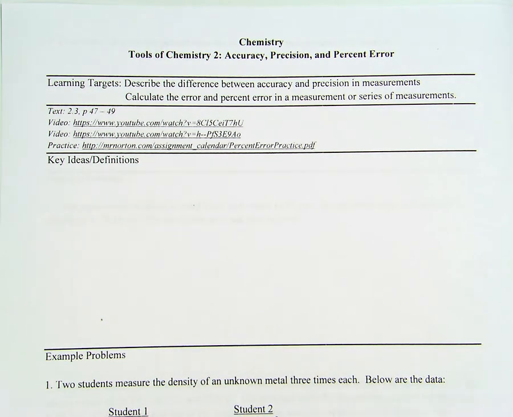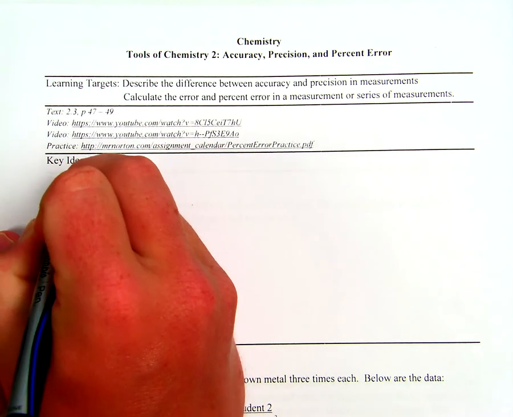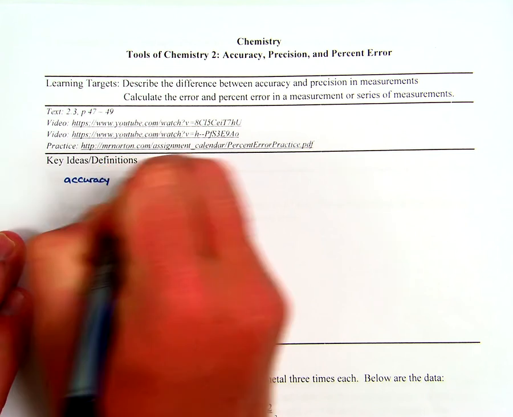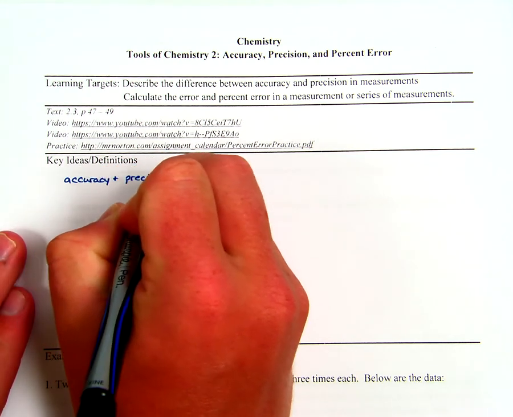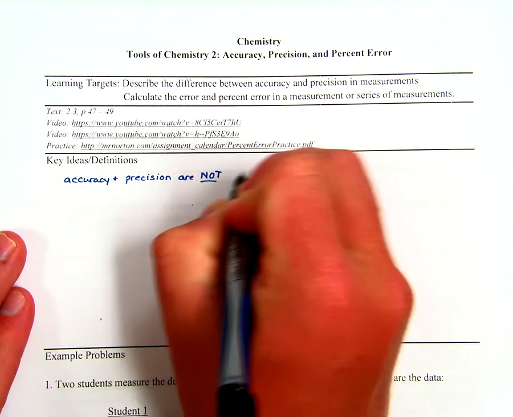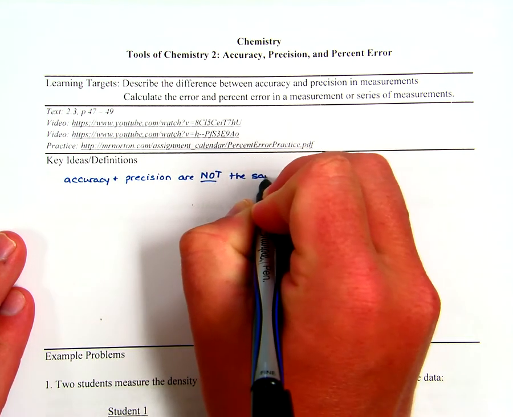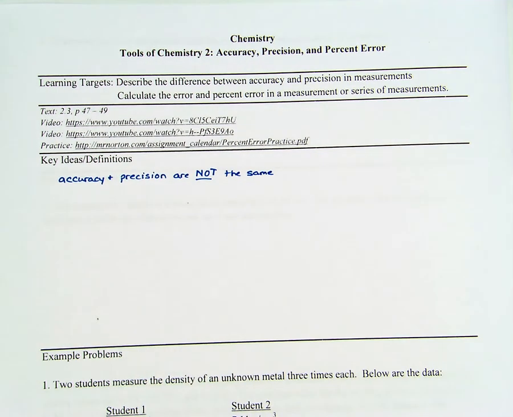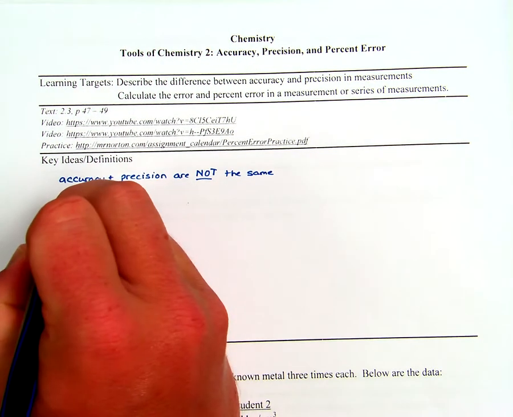Alright, so the difference between accuracy and precision. These are two terms that you've probably heard before. You've probably used them both before, I would guess, and you've probably used them to mean the same thing. The thing is, accuracy and precision are not the same thing. That's the first thing we're going to jot down here. Accuracy and precision are not the same. We will give a definition for each of these.